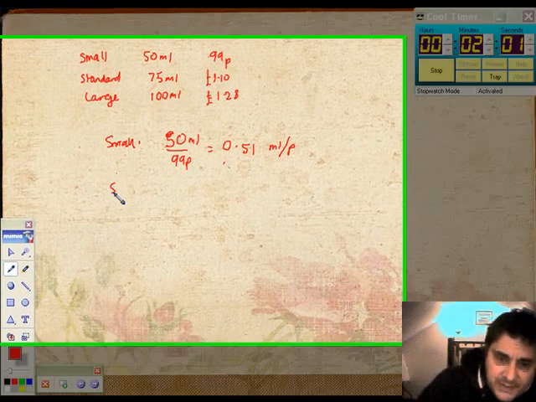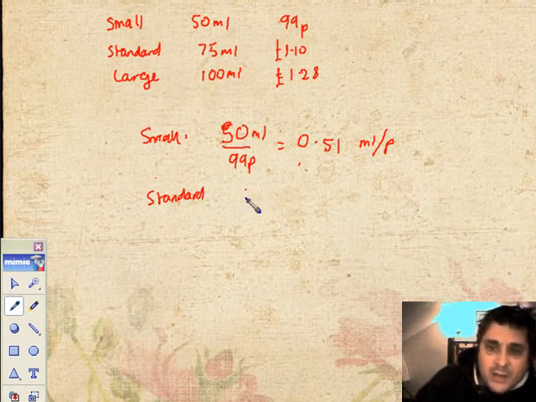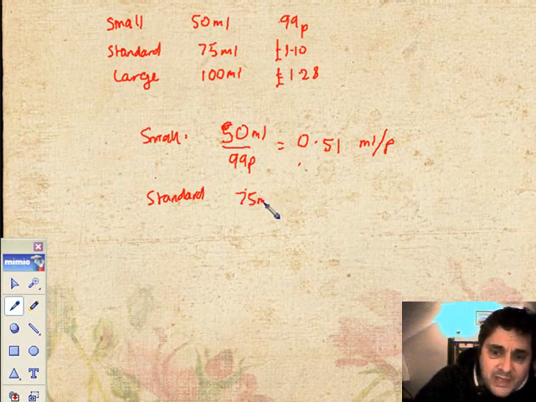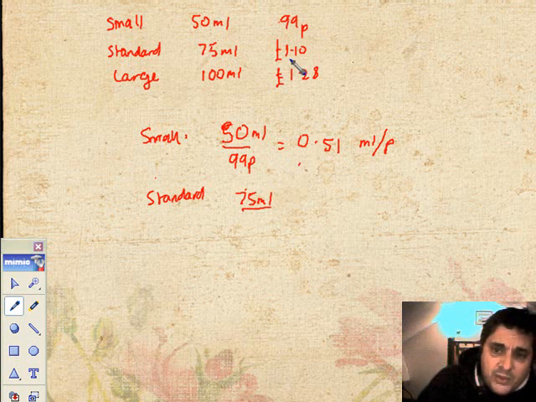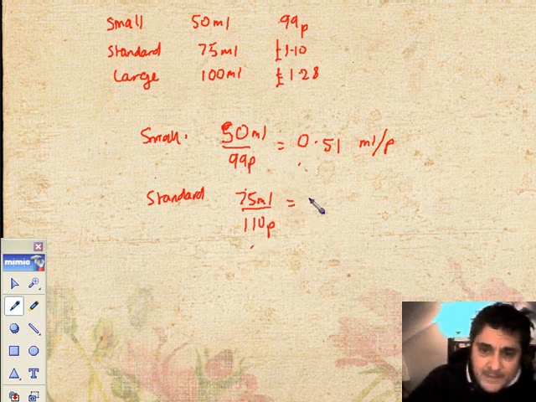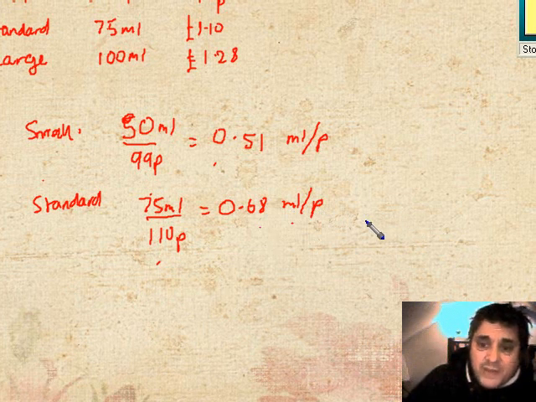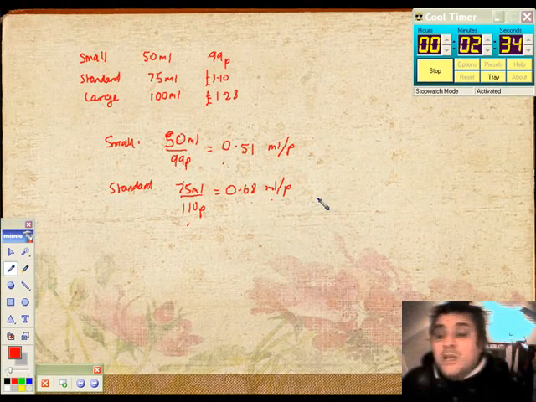Now try that with the standard. I'll leave my calculator on. I'm going to take my 75 millilitres and divide by not 1.10 but 110 pence. Again, we must have similar units to make valid comparisons. 75 millilitres divided by 110 pence gives me 0.68 millilitres per penny spent. Straight away the standard is winning. I'm getting more millilitres per penny spent.